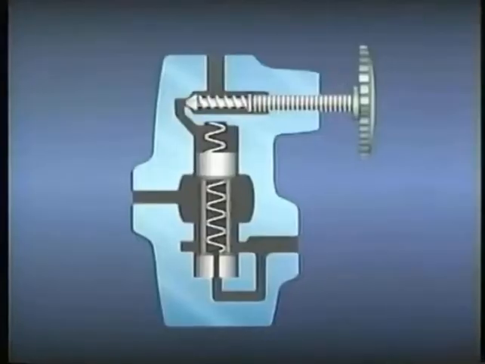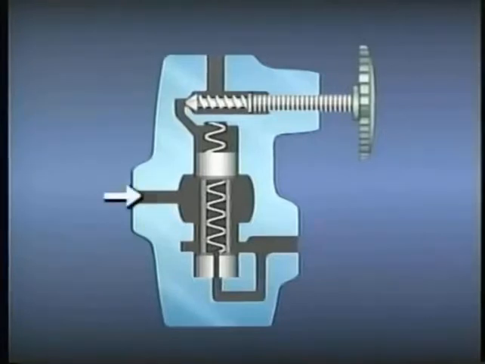For instance, a hydraulic system may be designed to provide fluid to certain parts of the system at less than the normal operating pressure. This is accomplished with pressure-reducing valves. Let's take a look at this simplified illustration of a pressure-reducing valve and see how it works.